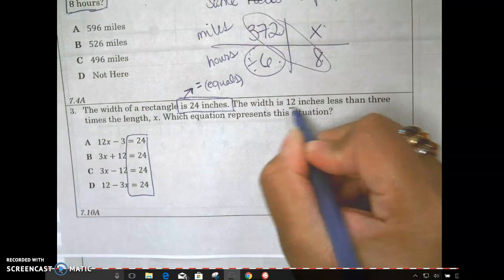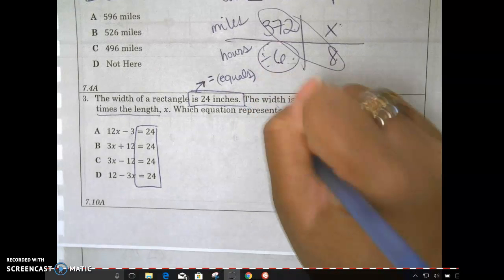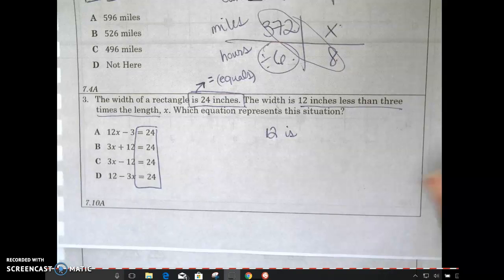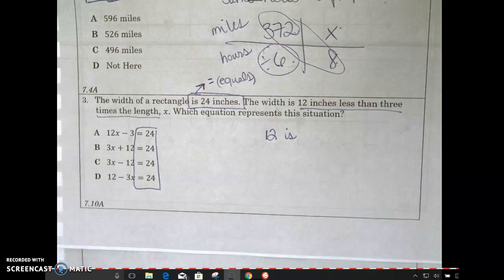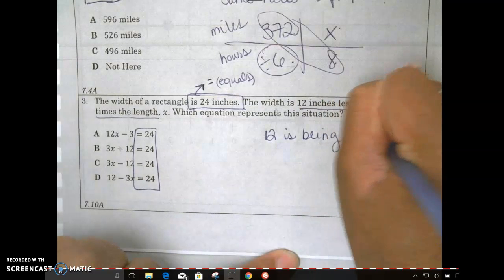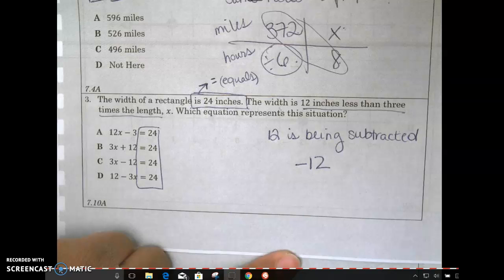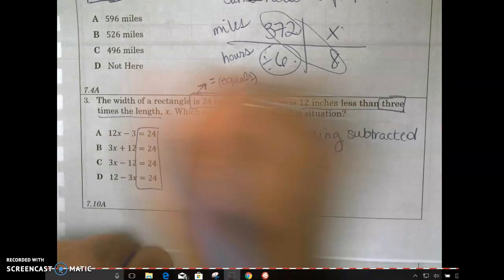The width is 12 inches less than 3 times the length. What is happening to the 12? It's being subtracted. Is it 3 less or is it 12 less? Listen. Am I taking away the 3 or the 12? The 12. So 12 is being subtracted. How do I show that? Say it. Minus 12. My answer needs to have a minus 12 in it somewhere. And 3 times a number. How do I represent that? 3x.